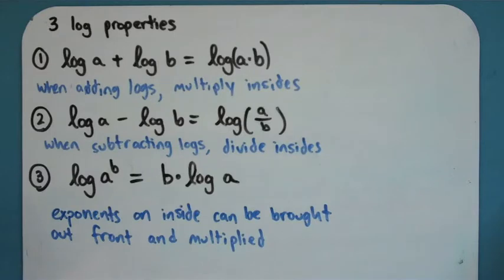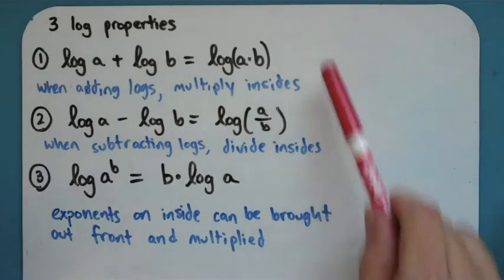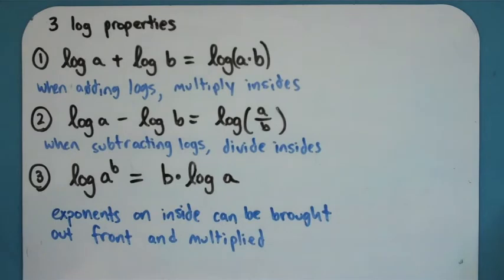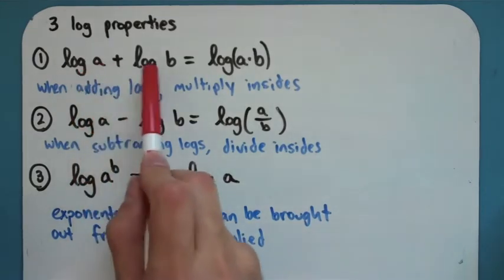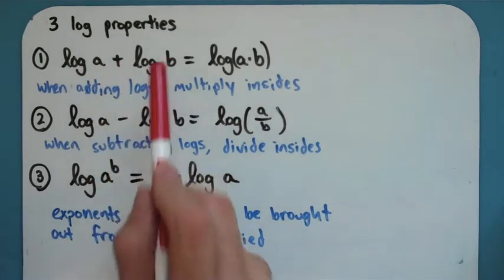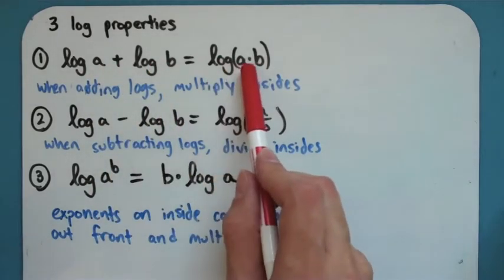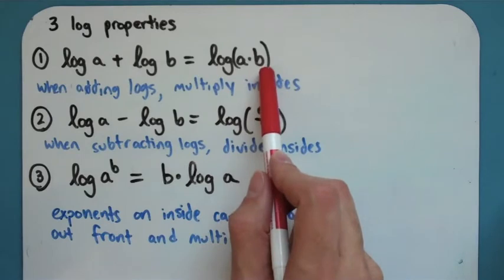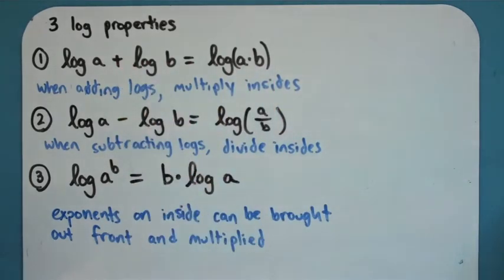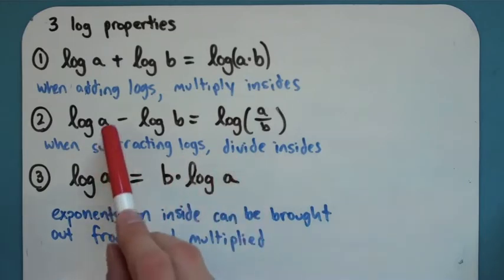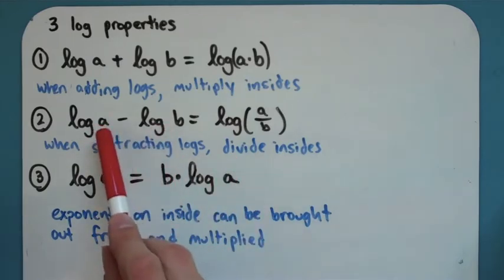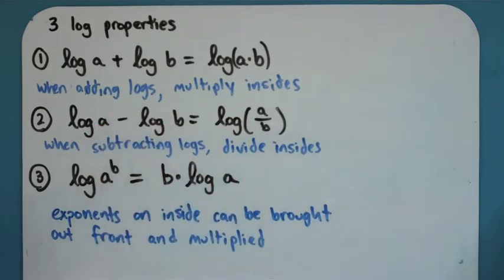The first property involves when you add two logs together. What I did here is I wrote the three properties in black, and in blue I tried to write the everyday English of it. When you add two logs together that have the same base, so here they're both base 10, you can combine them into one log and multiply the insides together. When you add logs, you multiply the insides. When you subtract logs, you divide the insides. So if you have log A minus log B, it's log of A divided by B.